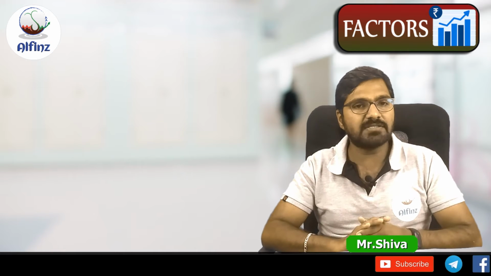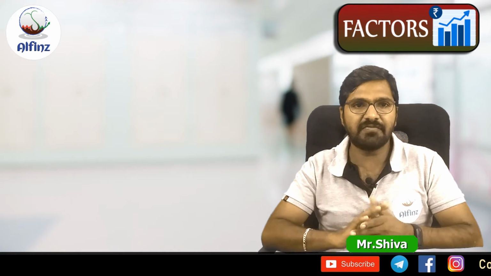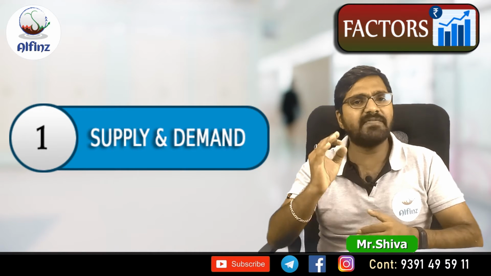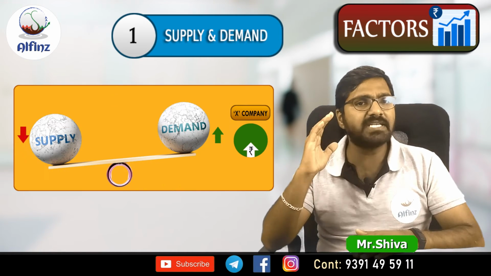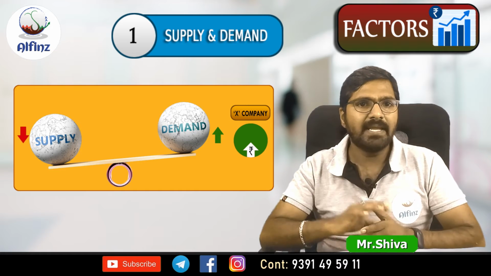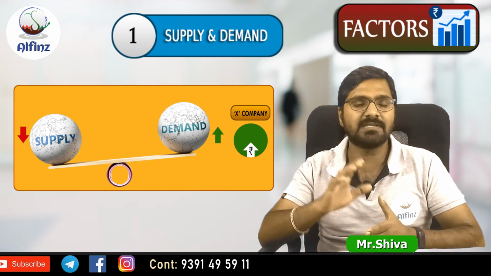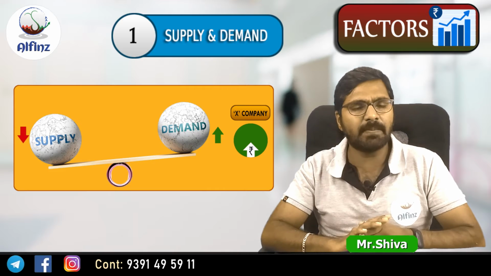Now we will see the factors affecting the stock market one by one in brief. First factor is supply and demand. It is one of the most common factors affecting stock prices. When the demand for X company stock exceeds its supply, it effectively means that the number of buyers for X stock is more than the number of sellers, which leads to a rise in the price of that particular stock.